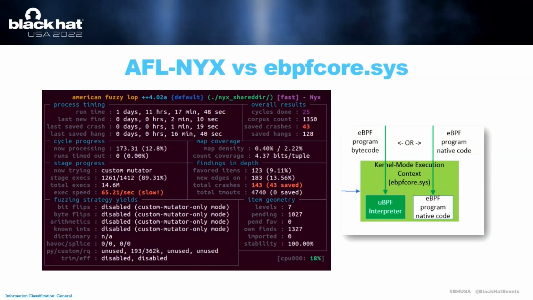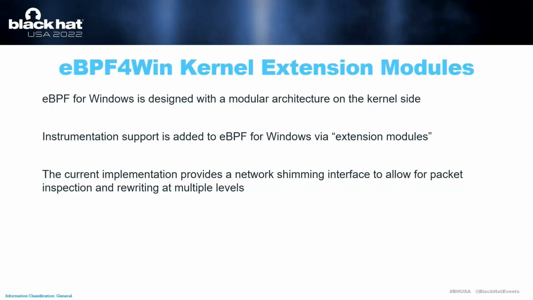So one thing to notice about this is that a single core was getting 65 executions a second instead of just 15 or 20. And so we do see that NIX is substantially faster. It's just a little bit more difficult to set up and scale.